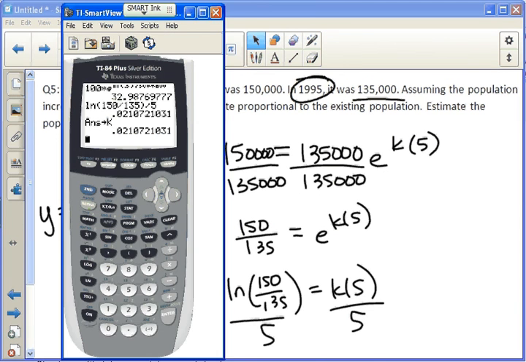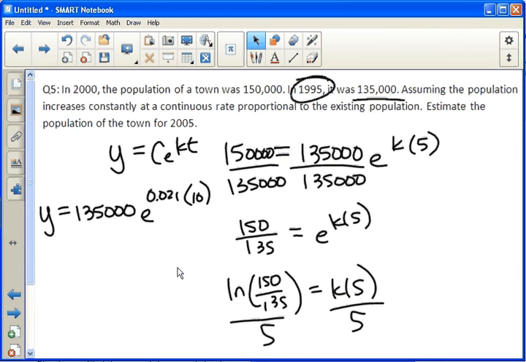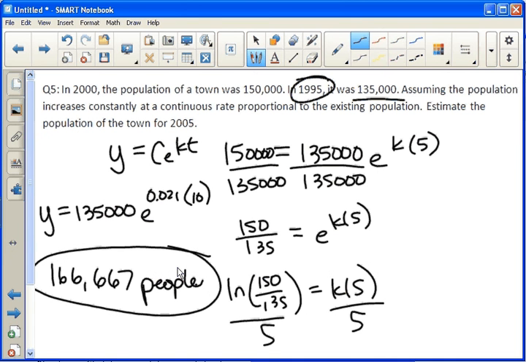135,000 times e raised to the k times 10. And it's 166,666 people. Or rounding to the nearest person, we can do 667. It's fine on living things if you want to just round to the nearest whole number, since you can't really have just pieces of living things, at least not still be alive. The rest of this will be in video 2.